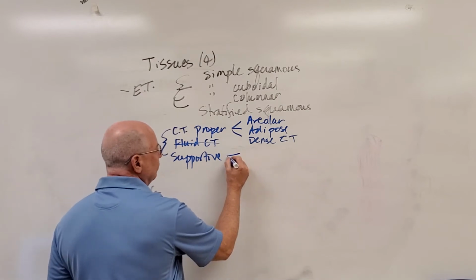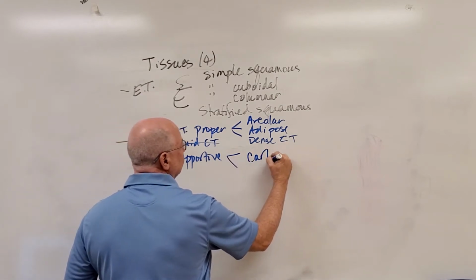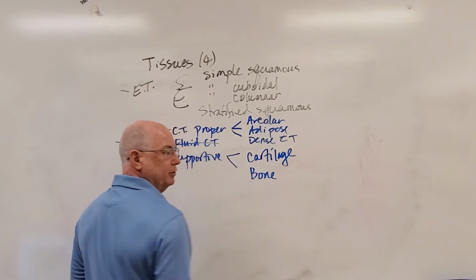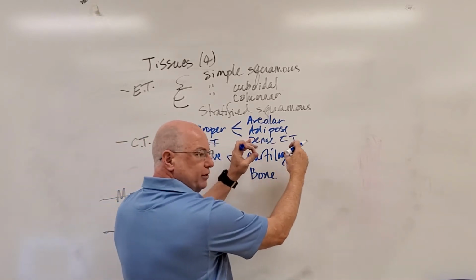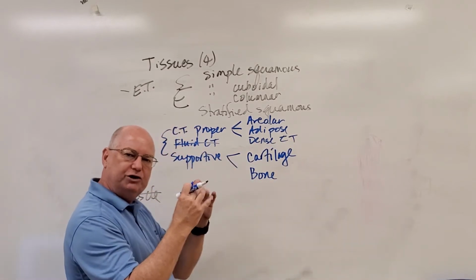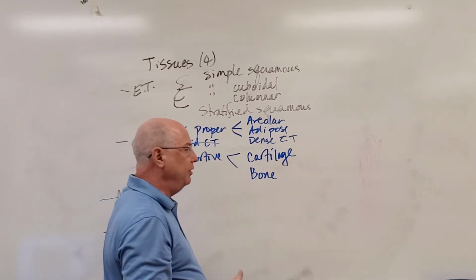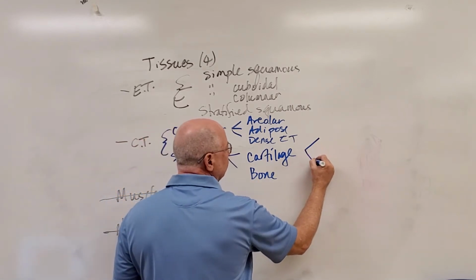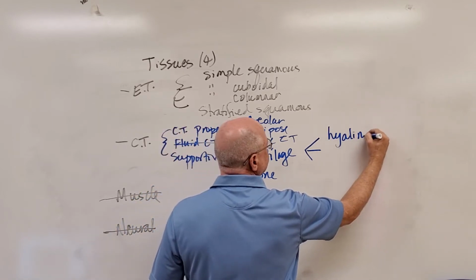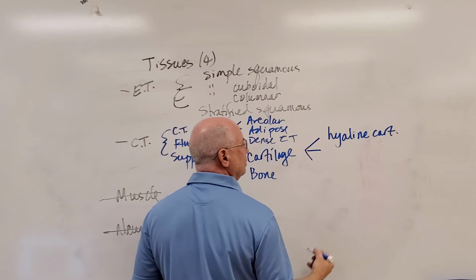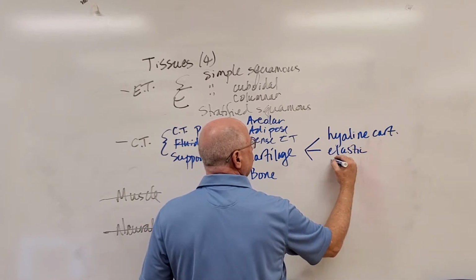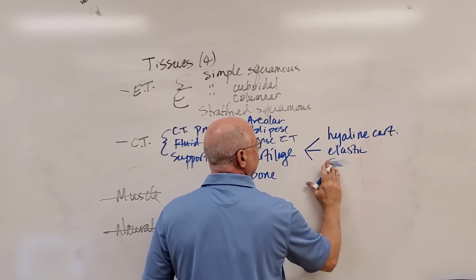Now we're going to do supportive connective tissues. There are two types of supportive connective tissue: cartilage and bone. Cartilage has a very foamy or gel-like matrix, almost like the soles of a running shoe, very gel-like. And bone is very hard. For cartilage, there are three subtypes that we look at. We're going to look at hyaline cartilage. I'm going to abbreviate cartilage. We're going to look at elastic cartilage, and we're going to look at fibrocartilage. Oops, I didn't write that very well.